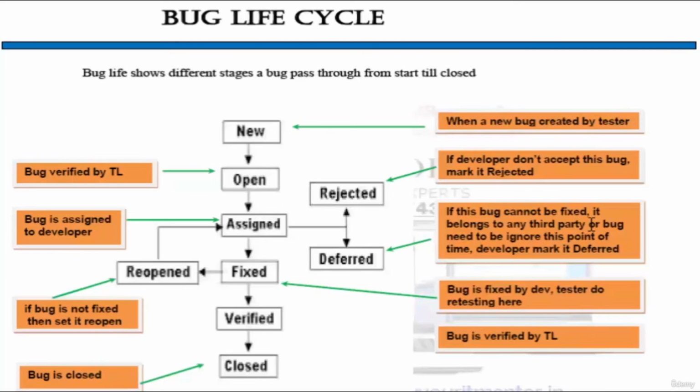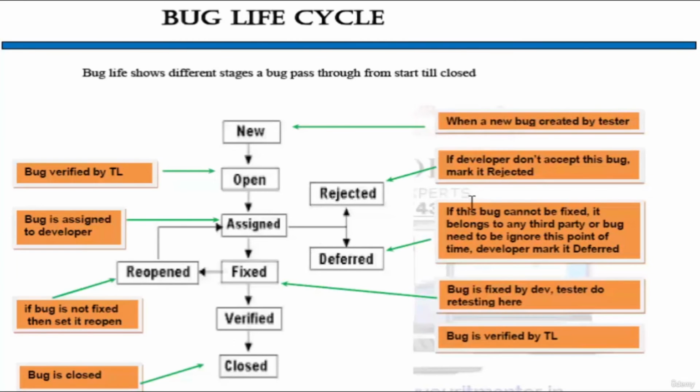Or the bug we can ignore as of now, because when the new functionality is developed, this bug will automatically be fixed. So for whatever the reason, I'm accepting it's a bug, but I'm not sorting out this bug. I'll set the status to deferred. That will be done by the developer. So we have seen rejected, we have seen deferred.